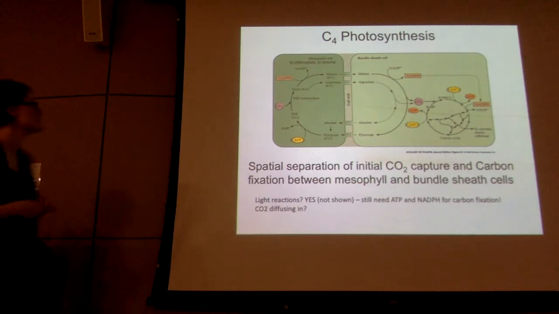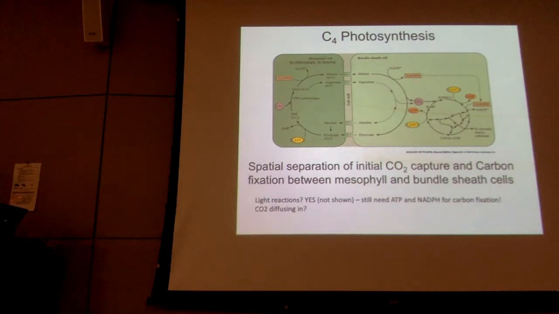It's initially being taken up by the mesophyll cell. Just the way it would in C3 plants, it is diffusing in.